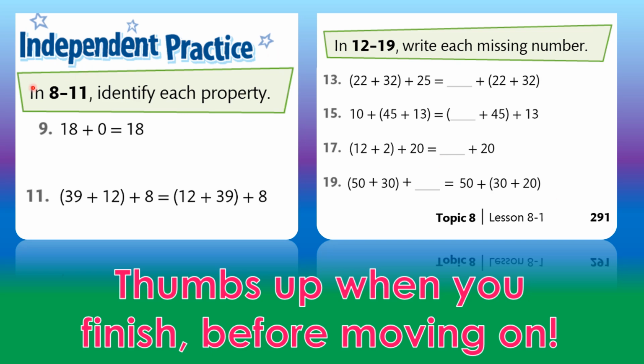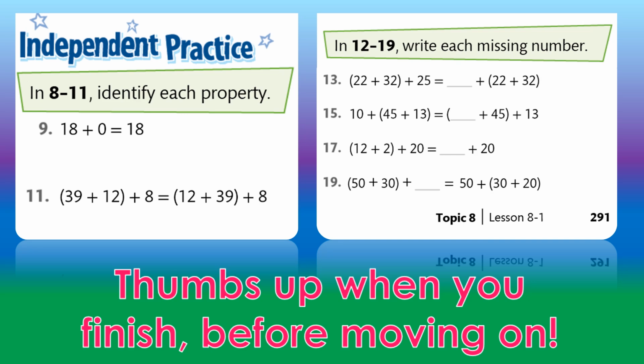All right. Okay. So in 8 through 11, so 9 and 11 qualify as being in 8 through 11, right? Identify each property. So what are the properties that they're using right here? And in 12 through 19, you're going to write each missing number, just like we did in guided practice. So go ahead and pause the video right here. Give yourself a few minutes to do it. And then we're going to see what we're going to do for problem solving today. Okay?